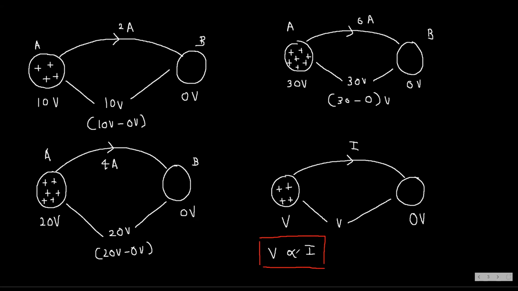Now to convert this relationship into an expression, we have to take a constant for this side. So my constant is capital R, which is known as the resistance of the conductive wire. Up to this point, can you understand all the things, or is it clear or not? Clear, sir. Okay.